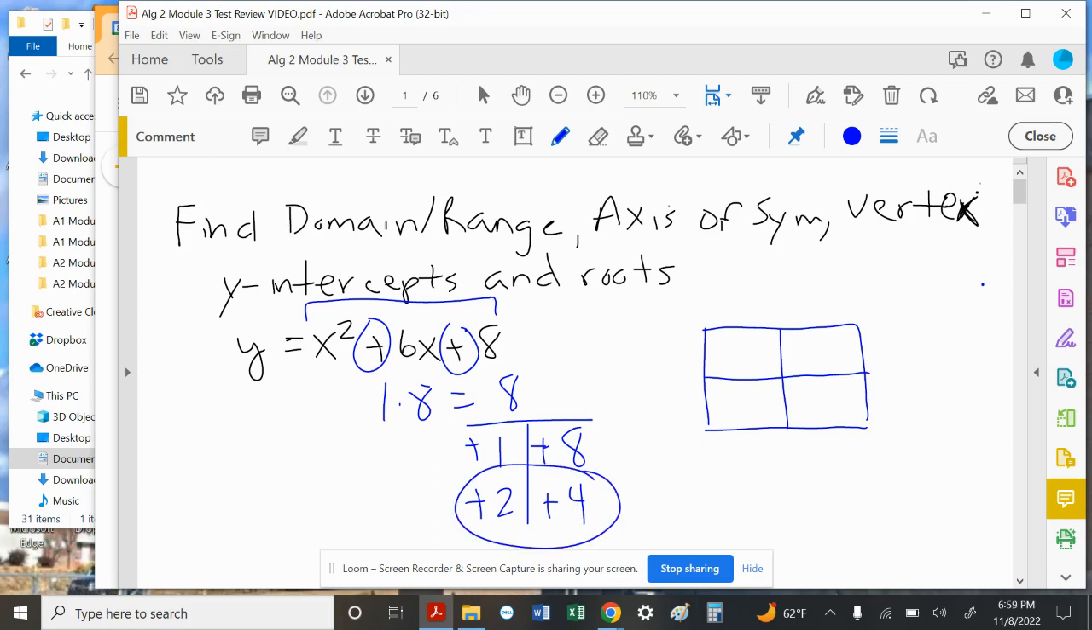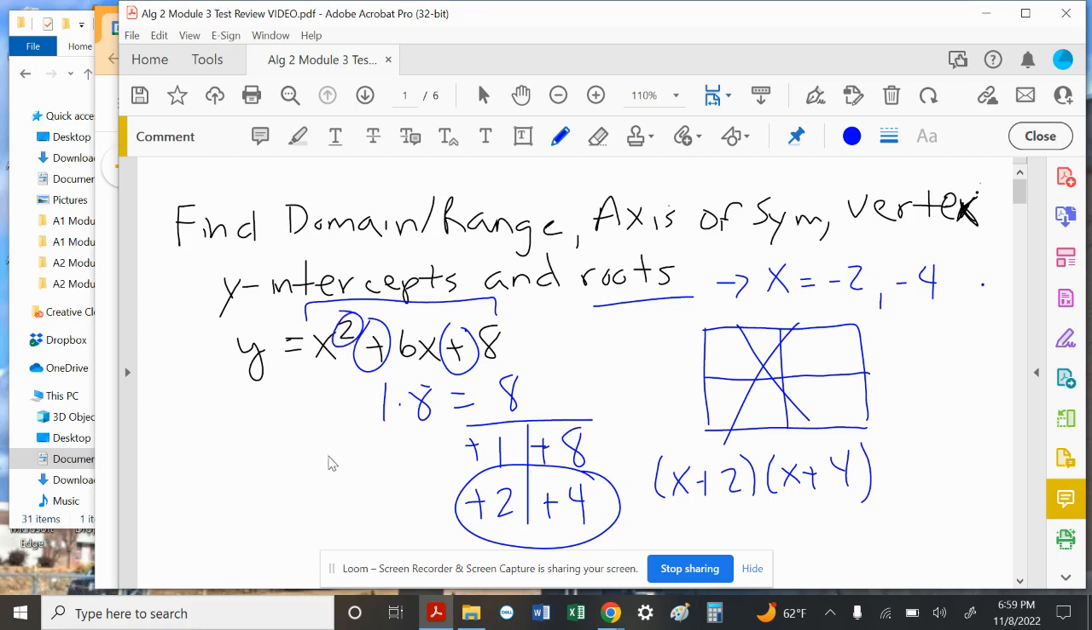Because there's a 1 in front, I actually don't have to do the box method. I can actually factor this right away. It becomes just (x plus 2) times (x plus 4). So I've already found my roots. For the roots, I know that x equals -2 and -4. So I know that we have two roots here. It's, of course, a parabola because of that x squared, but it's going to cross the axis twice.